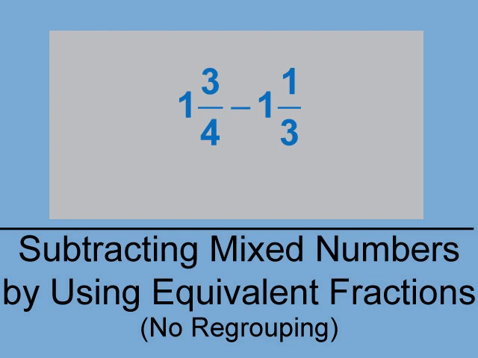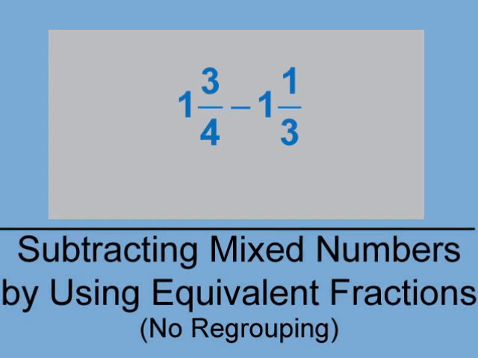An effective technique for subtracting mixed numbers with unlike denominators is to generate equivalent fractions in order to find a common denominator. In this video, we will use this technique to subtract mixed numbers with unlike denominators. In each case, the fraction differences do not involve regrouping, and the solution is written as a fraction in simplest form. Let's start with an example.